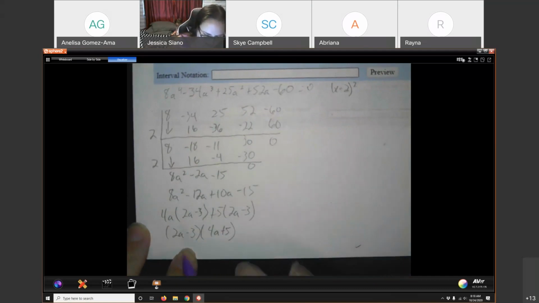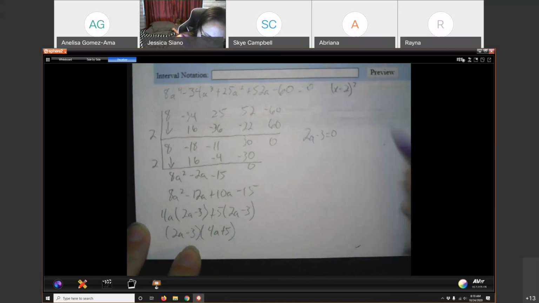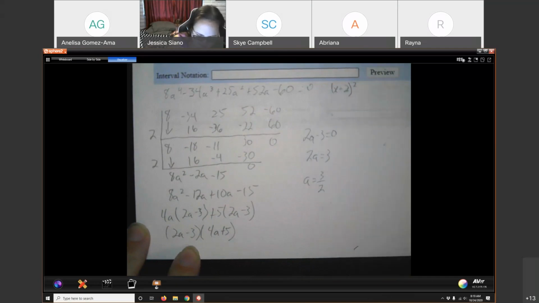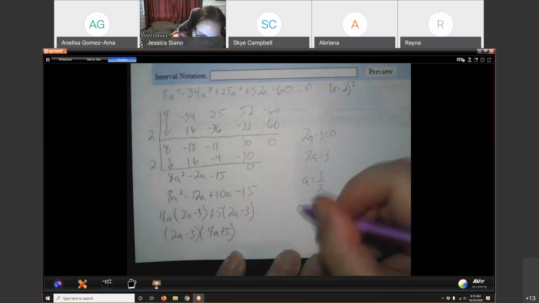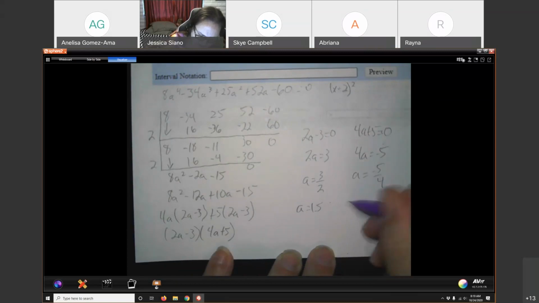So then if 2a minus 3 equals 0, then 2a equals 3 and a equals 3 halves. Call that 1.5 because they're asking for decimals. If 4a plus 5 equals 0, then 4a equals negative 5 and a equals negative 5/4, which should be negative 1.25.